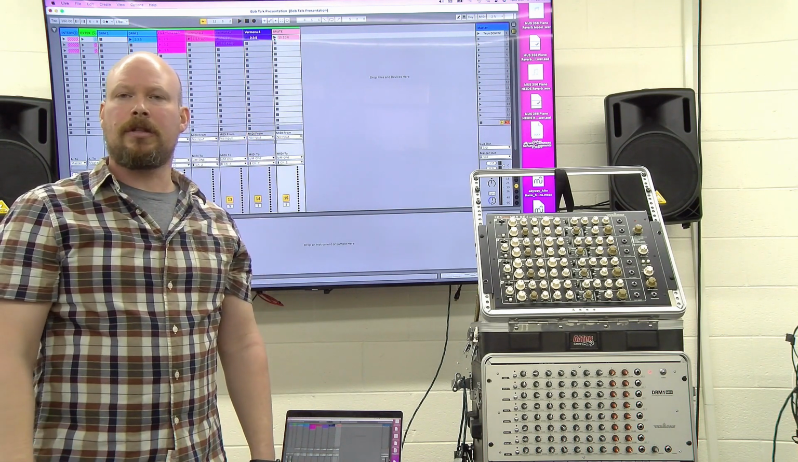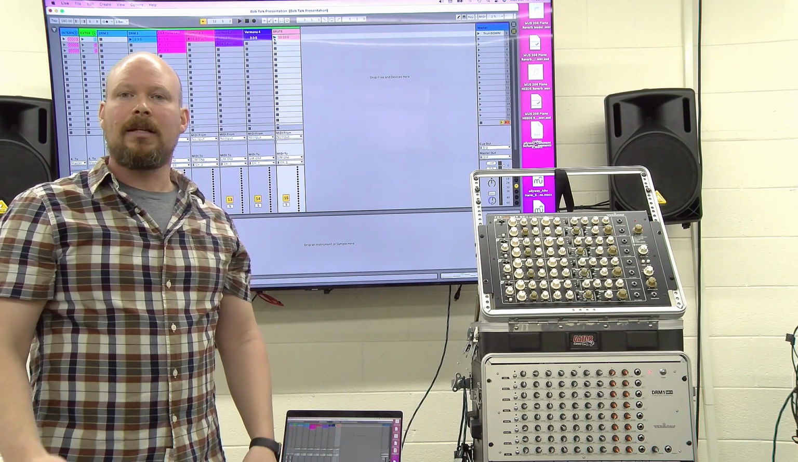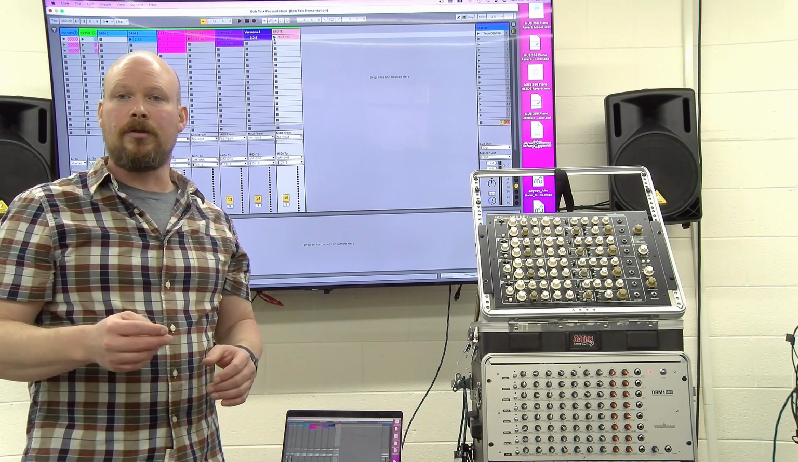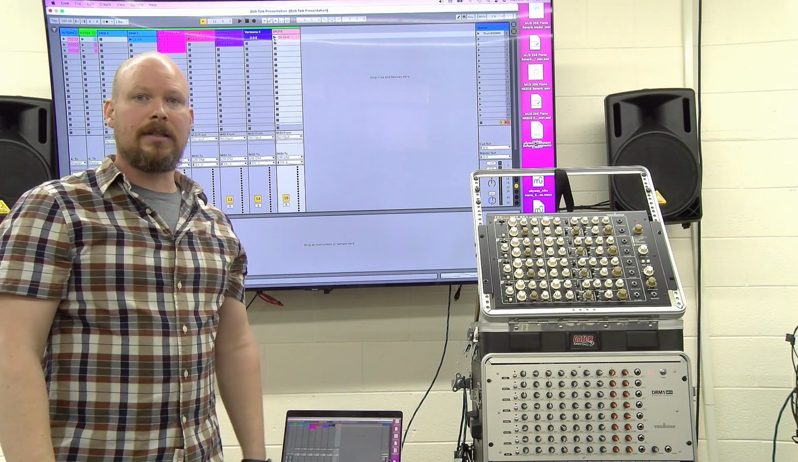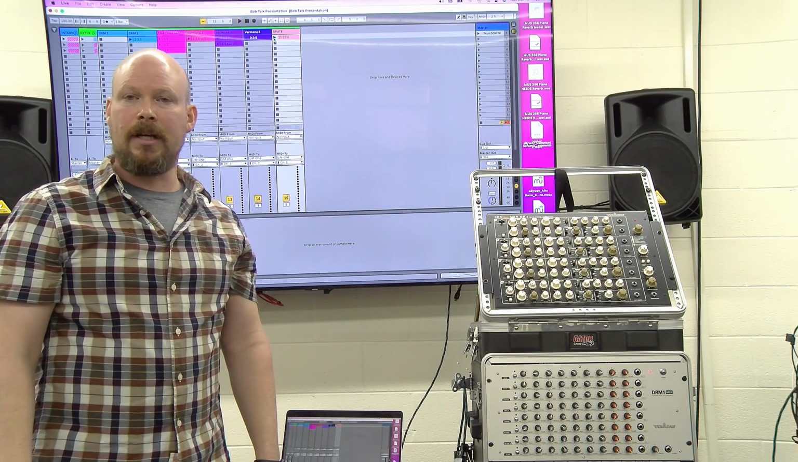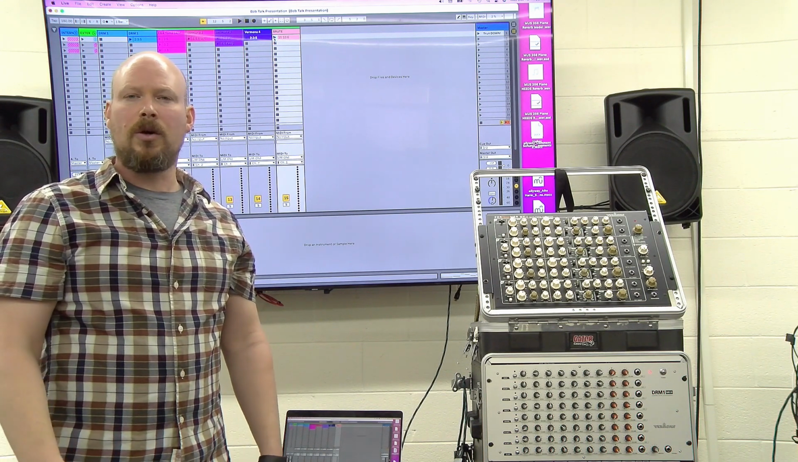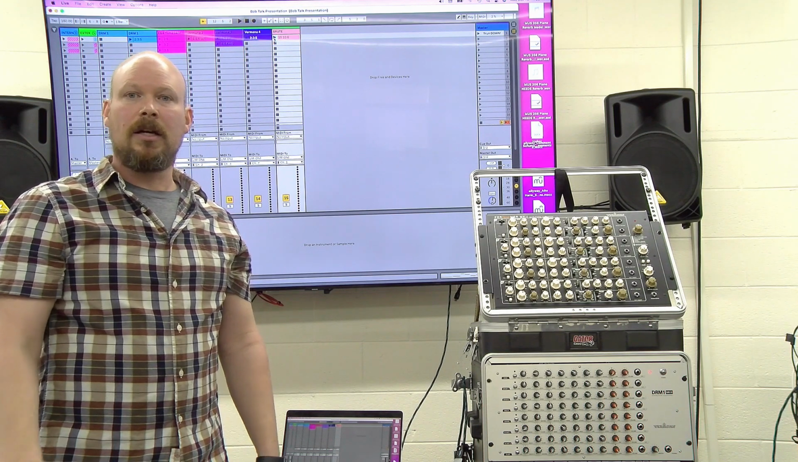The final Schillinger technique I use is to take the factors of 2, 3, and 5, in this case 6, 10, and 15, and create a counter melody, or a bass line in this case, to my melody.